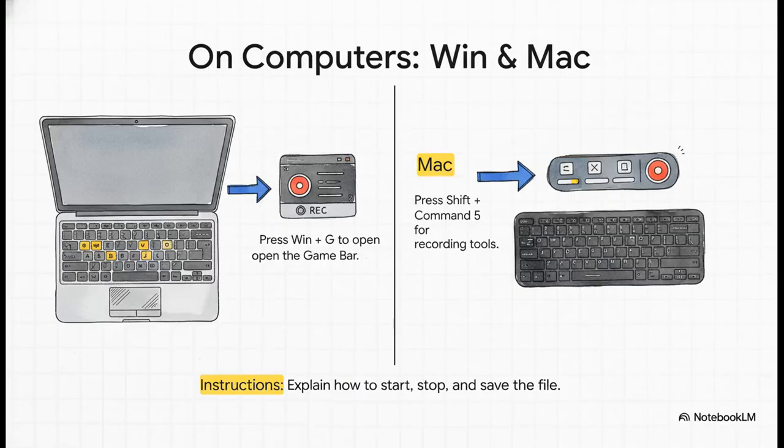For any students using a computer, the tools are already built right in, which is great. On a Windows PC, they just press the Windows key and the letter G together. That opens something called the game bar, which has a simple record button. For Mac users, the shortcut is Shift, Command, and the number 5. That pops up a little control panel where they can start, stop, and save. It's really straightforward once they know that one little trick.